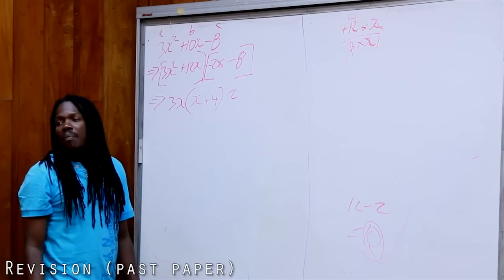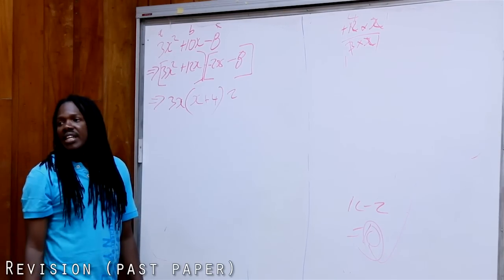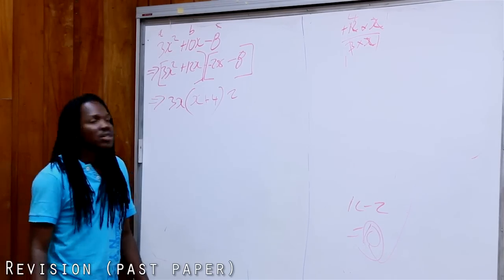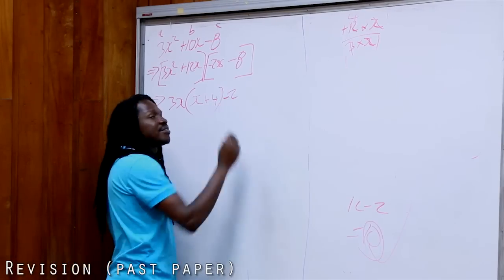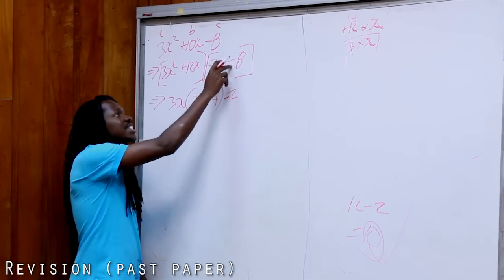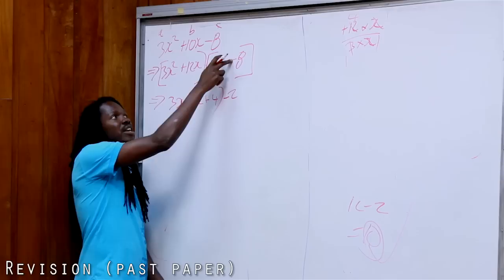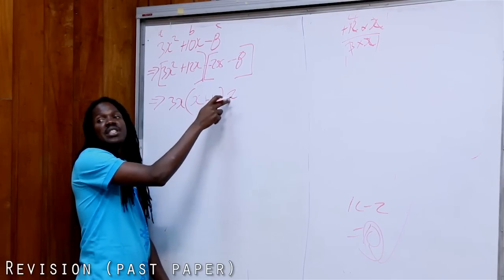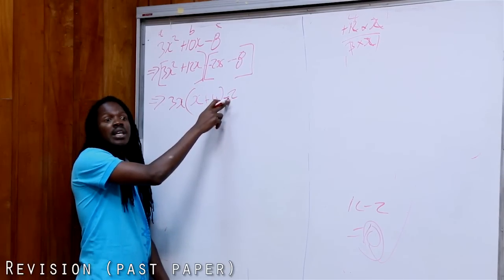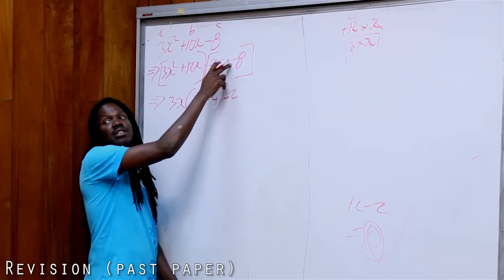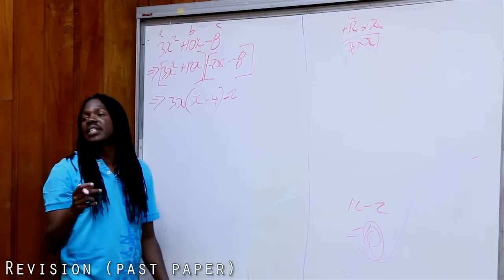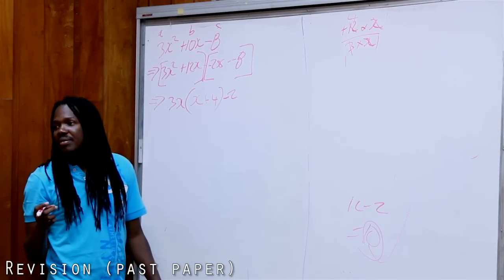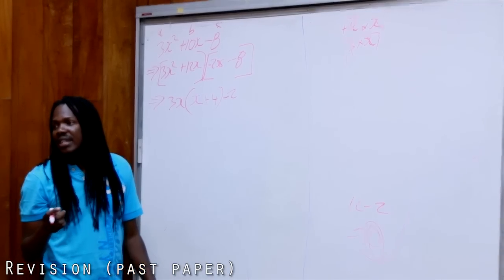Negative. Positive maintains the sign. Negative changes the sign. So therefore, you're going to use a negative. If this is a minus and this is a plus, you have to use negative. If this is a minus and this is a minus, you have to use positive, because positive maintains the sign. Everybody understand?